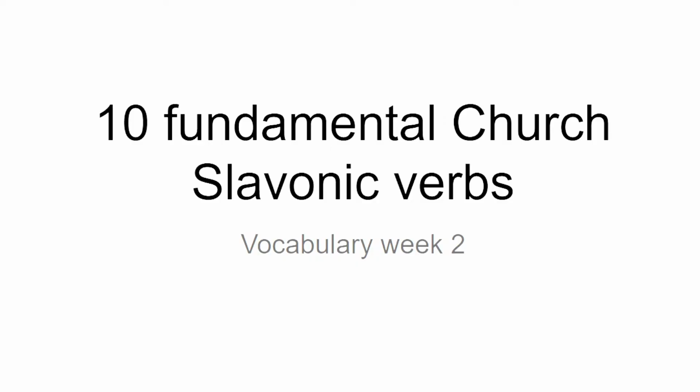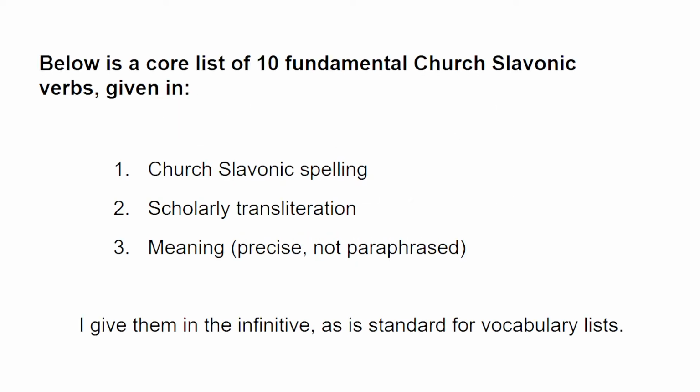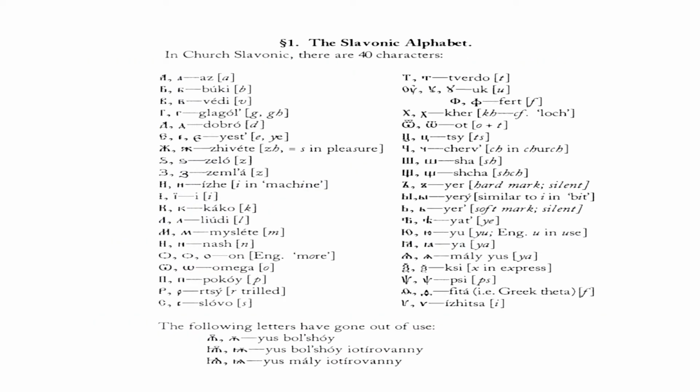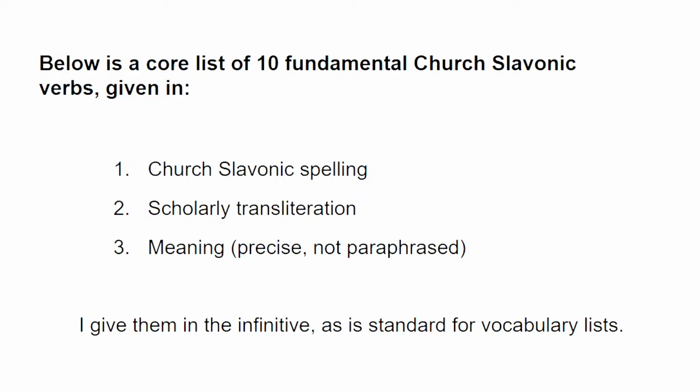So, okay, that's the first slide, 10 fundamental Church Slavonic verbs. First of all, on the last slide there's a small hint for those who didn't memorize the alphabet yet, and you need to just look up the letters, how to pronounce them. It has the transliteration, and we go to the first slide. Below is the core list of 10 fundamental Church Slavonic verbs given in Church Slavonic spelling, scholarly transliteration, and meaning. I give them in the infinitive as a standard for vocabulary lists.